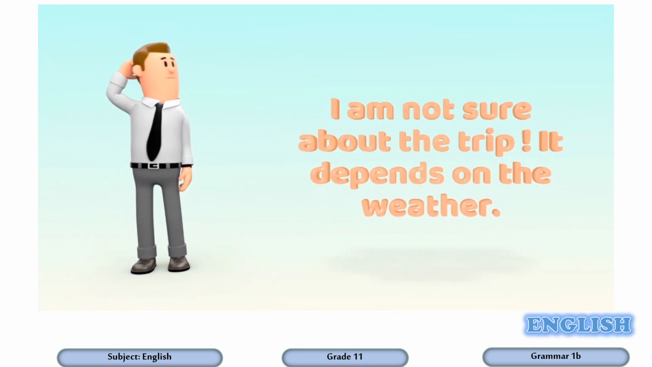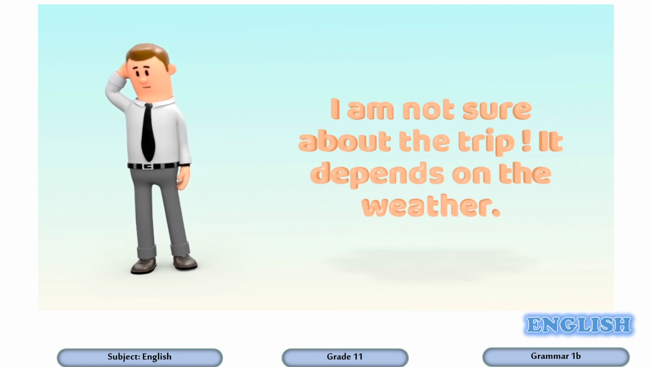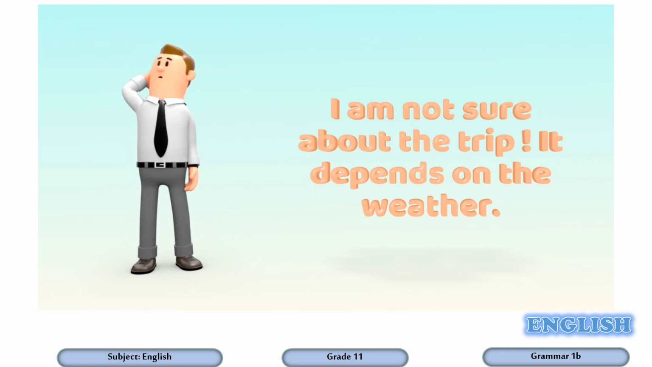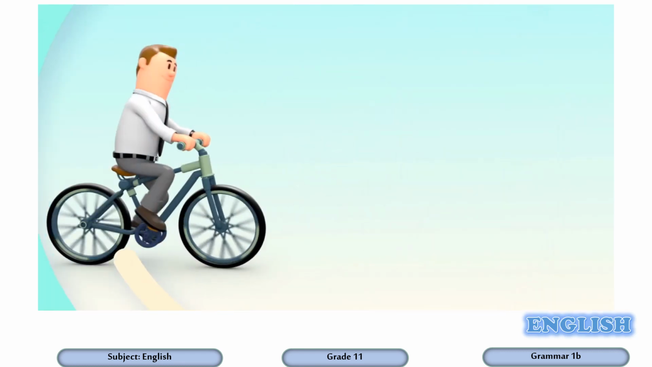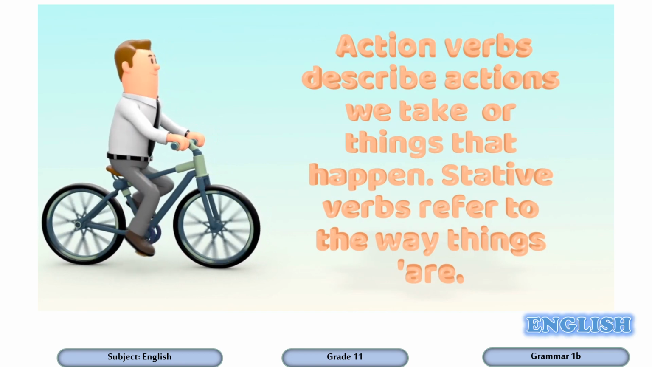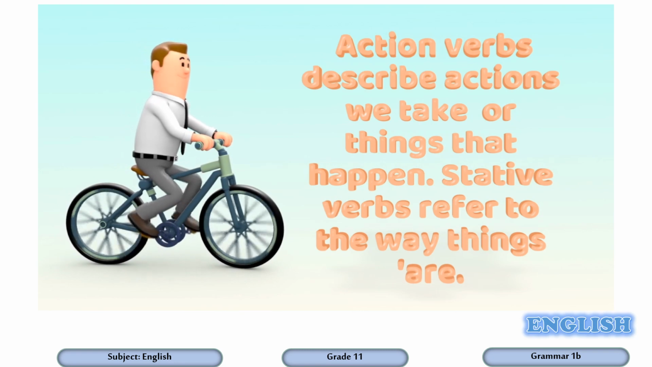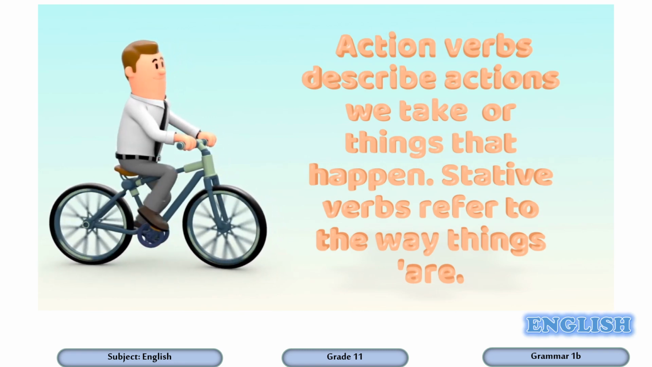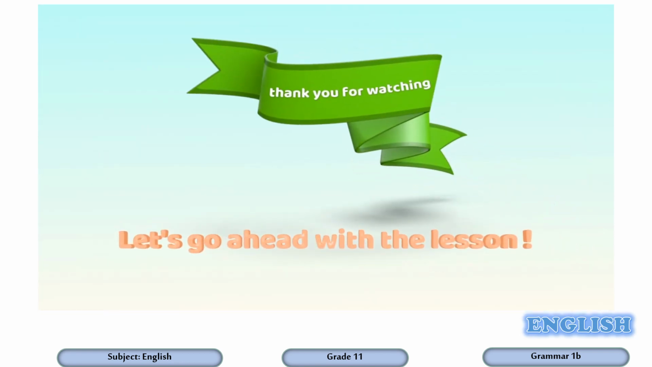I'm not sure about tomorrow's trip. It depends on the weather. The verb depend here expresses uncertainty, that you are not sure. So it's not an action, it's just a state. Remember, action verbs describe actions that we take or things that happen. State verbs refer to the way things are, how they seem, they appear, they smell, or taste. Thank you for watching. Let's go ahead with the lesson.